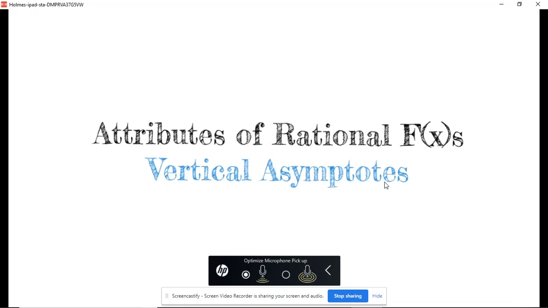Hi everyone, today we're going to be talking about attributes of rational functions, vertical asymptotes, and how to find them. What are they, how do we find them from an equation, or from a graph. Okay, so let's get started.